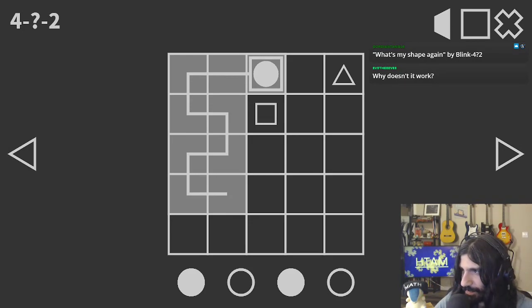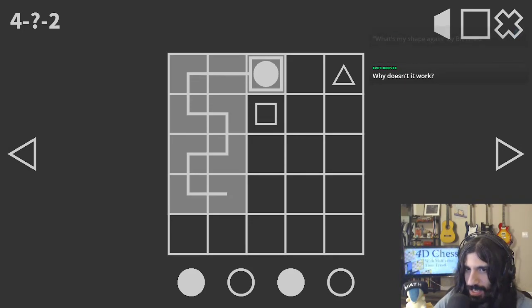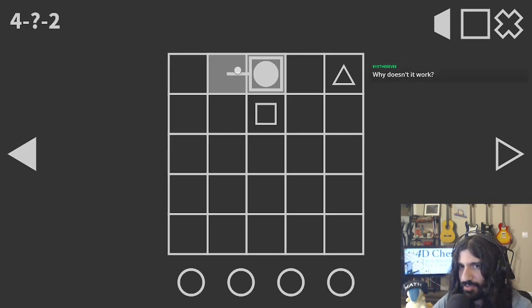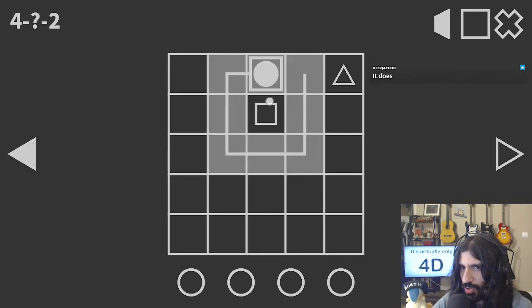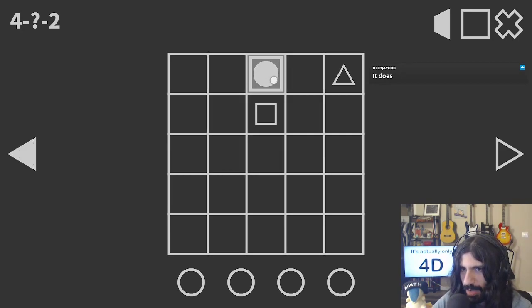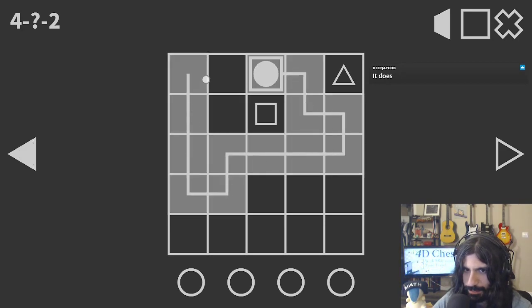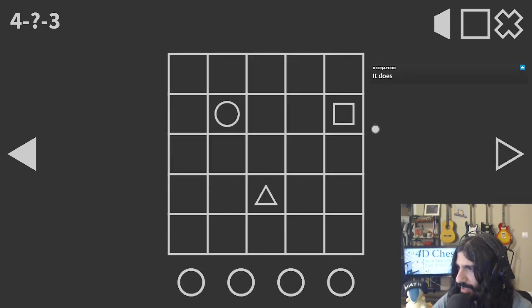Why doesn't it work? I don't know. Can I start here and make it to the square? Oh, it doesn't work because I have to fill in the two sides of the circle before I get to the square, and that's patently impossible, right? It does? Oh, I'm a silly goose. I should go the other way. Okay, never mind. Thank you, chat. Thank you for setting me straight.